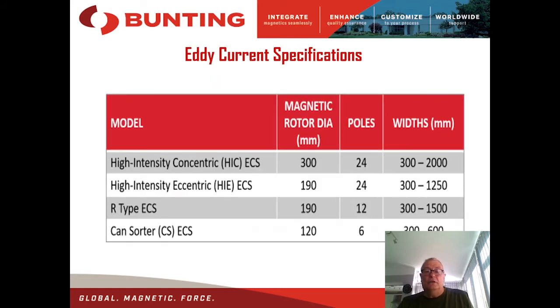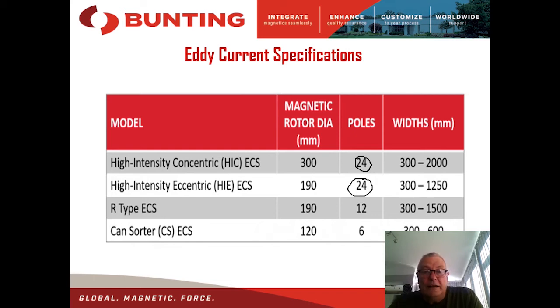So if you look at the specifications for the eddy current types of design, Bunting make 4 basic types of eddy current separator: the high intensity concentric, HIC, and high intensity eccentric, HIE. These are machines that have 24 poles in them, so you're getting a great rate of change of north to south in the separating field.